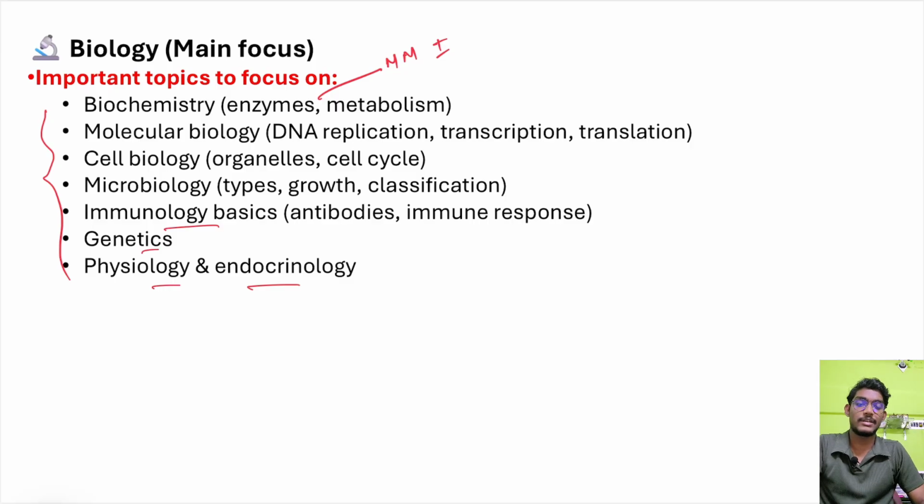In metabolism you have to focus on glycolysis, the Krebs cycle, the transition reaction, oxidative phosphorylation, fatty acid beta oxidation, and protein metabolism, including transamination and deamination.